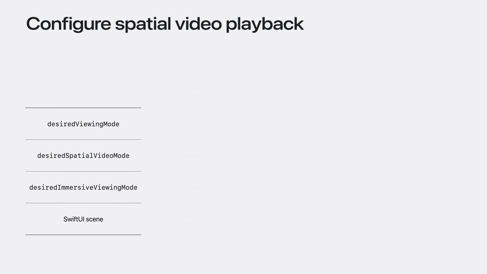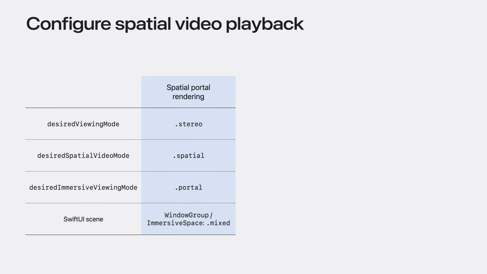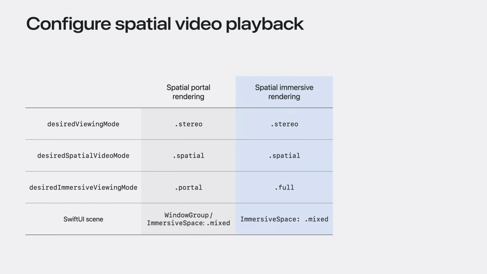To review, spatial video portals are configured with a desired spatial video mode of Spatial and a desired immersive viewing mode of Portal in either the shared space or an immersive space with mixed immersion style. Viewing mode will default to stereo for spatial videos. Spatial video immersive mode is set with a desired immersive viewing mode of Full and an immersive space with a mixed immersion style to render over pass-through.